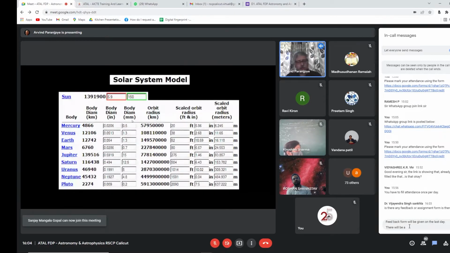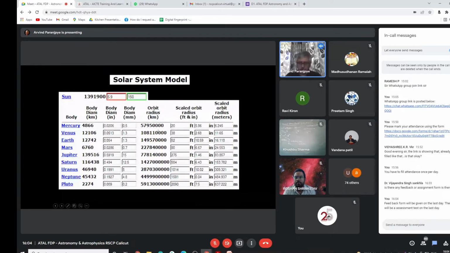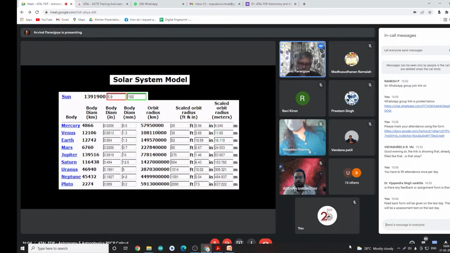See, what I do is, with our students, I ask them to find out the diameters of the planets and also their orbital radius, how far they are. And then after doing that, we say, take the sun diameter equal to 150 millimeters and find out what are the sizes of various planets. So here, this is the table from where you can find out the size.